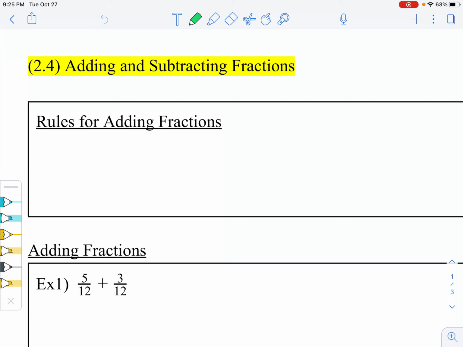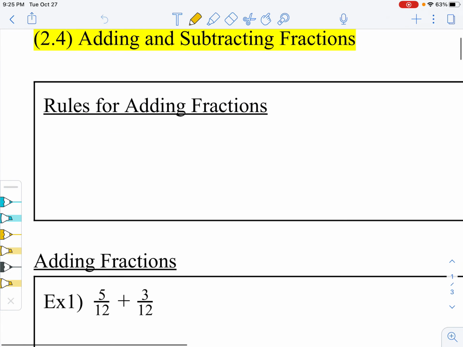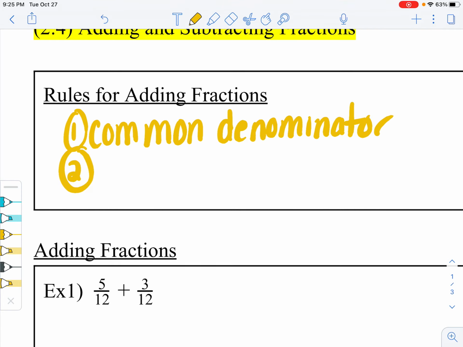In this video, we are going to learn adding fractions. When we add fractions, we must have a common denominator. So I'm going to write that down. We must have a common denominator. Once we have a common denominator, we will start to add.